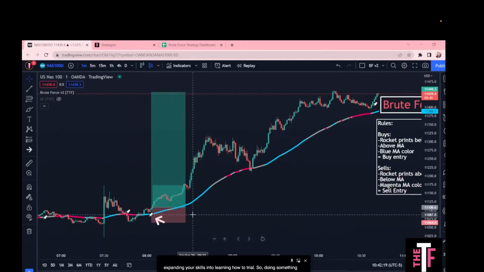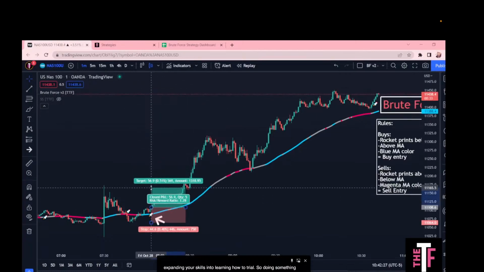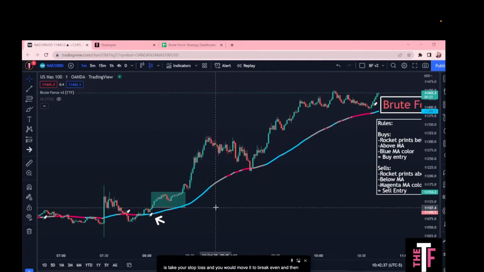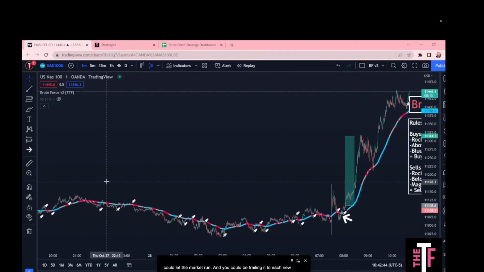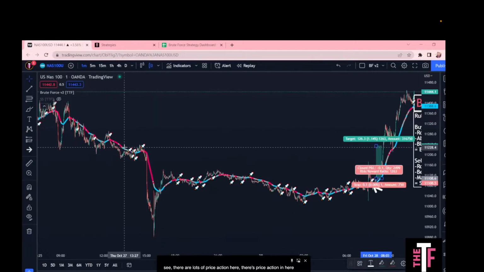So doing something like maybe target a 1.5 initially, but once you get to maybe 1 reward, say you had gotten around 1 reward, what you could do is take your stop loss and move it to break even. And then as you were at 1 reward, your new stop loss would be here, and you could let the market run and trail it to each new structure formed. So look to the left at previous market structure and identify areas of interest. This area here, where there is lots of price action, could be your 1 that you're looking at.